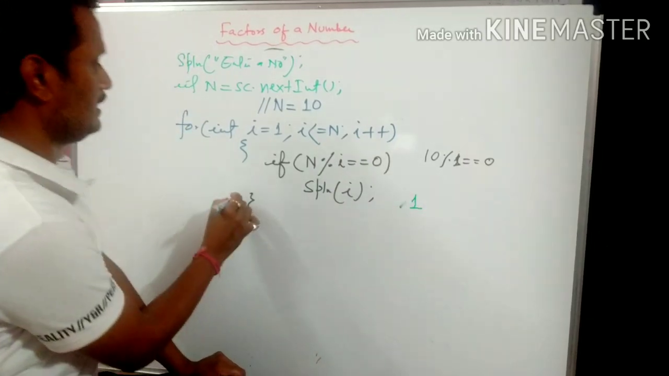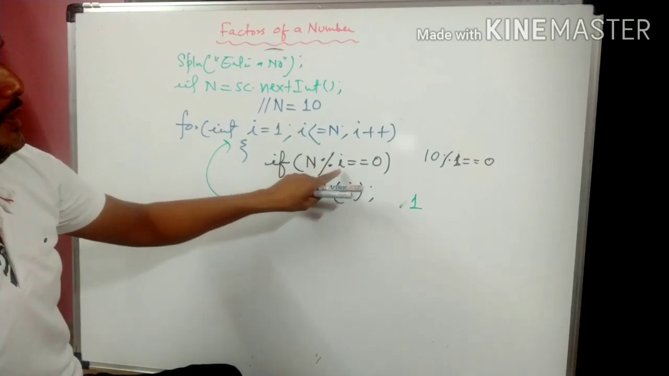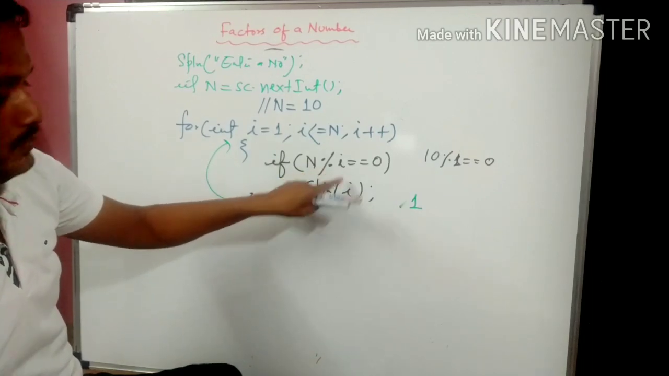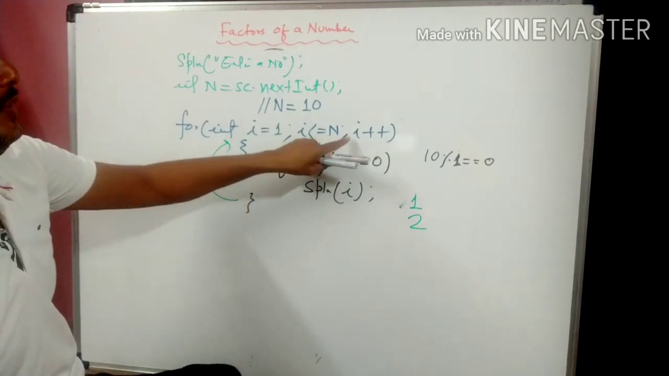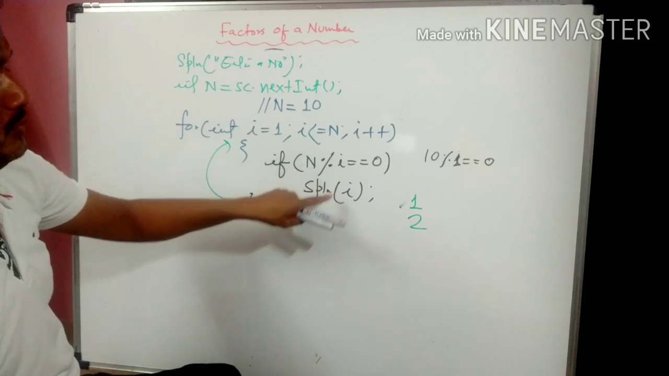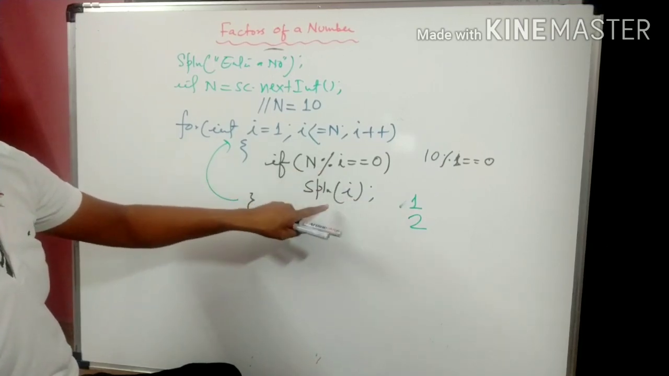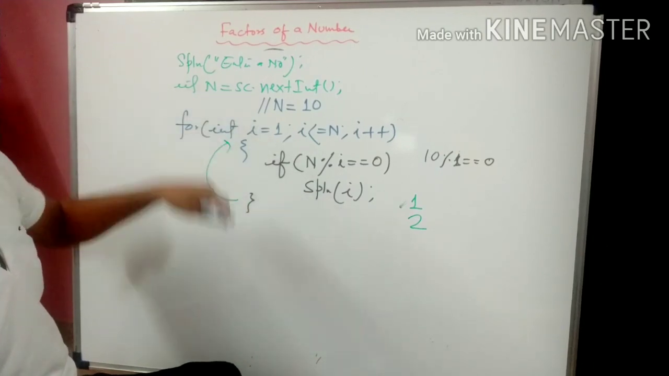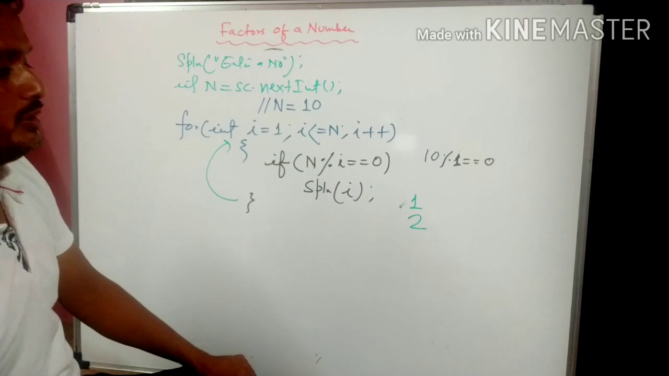We will get 1. Again it will go, the value of i will be 2. 10 modulus 2 is equal to 0. Correct. What will it print? 2. Next time the value of i will be 3. 10 modulus 3 is equal to 0? No, false. It will not execute this because this is a simple if. If the condition is true, then only it will execute. The value of i will be 4. 10 modulus 4 is equal to 0? No, it will not print.